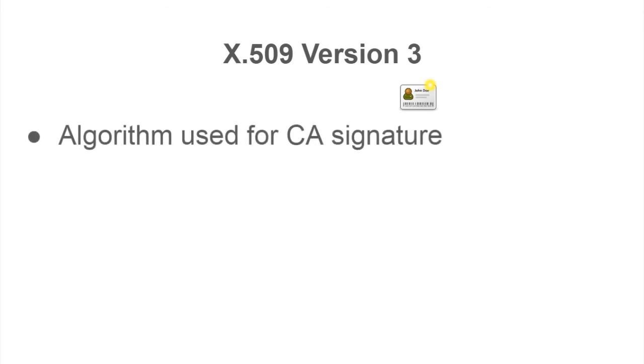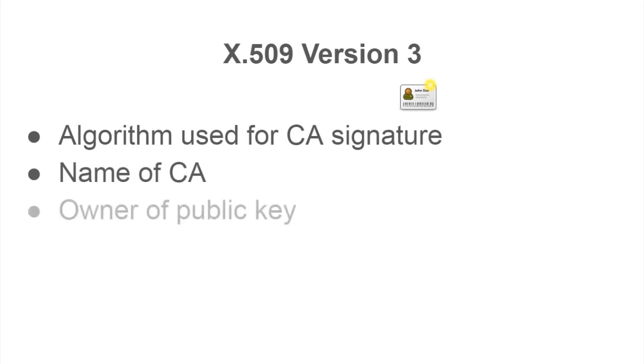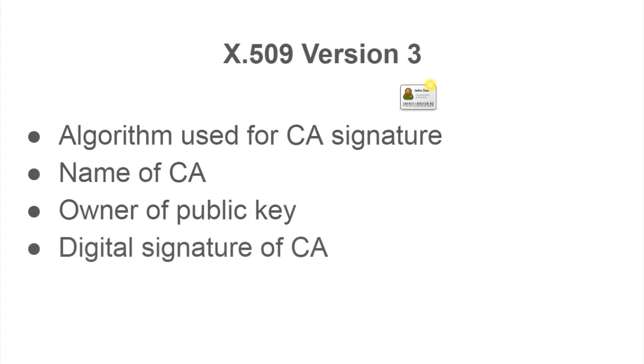The X.509 version 3 is the current standard used for digital signatures, or certificates. As mentioned before, it contains the algorithm used for the certificate authority's digital signature, name of the certificate authority, the name of the owner of the public key, and the digital signature of the certificate authority, along with some other information that you can look up.